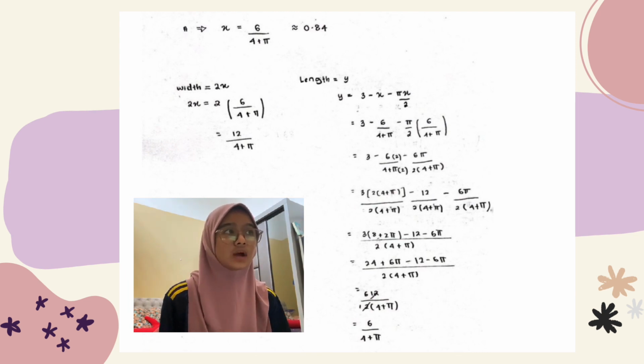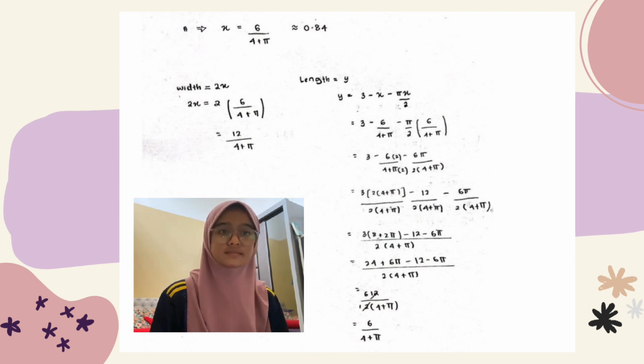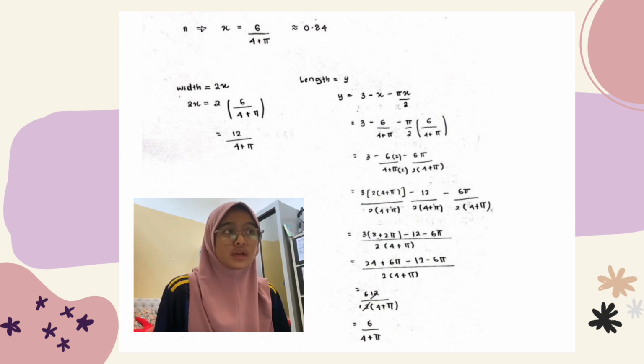After that, our length equals y, and y equals 3 minus x minus pi x over 2. So we replace x with 6 over 4 plus pi, and we get 3 minus 6 over 4 plus pi minus pi over 2 multiplied by 6 over 4 plus pi. We just do the normal calculations until we get the final answer of 6 over 4 plus pi. So we have our width as 12 over 4 plus pi, and our length as 6 over 4 plus pi.